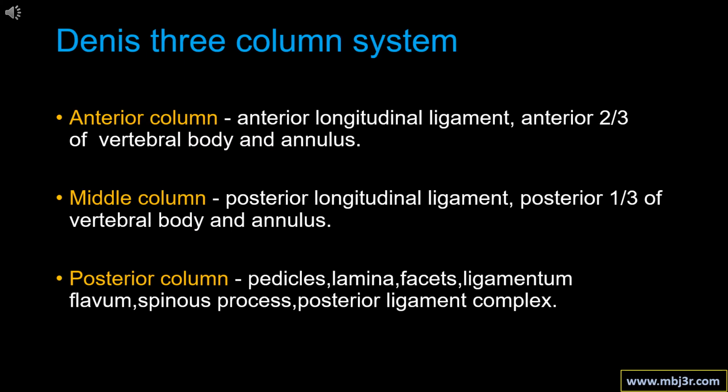Dennis 3-column system. Anterior column includes the anterior longitudinal ligament, anterior 2/3 of the vertebral body and annulus. Middle column includes the posterior longitudinal ligament, posterior 1/3 of the vertebral body and annulus. Posterior column includes the pedicles, lamina, facets, ligamentum flavum, spinous process and posterior ligament complex.